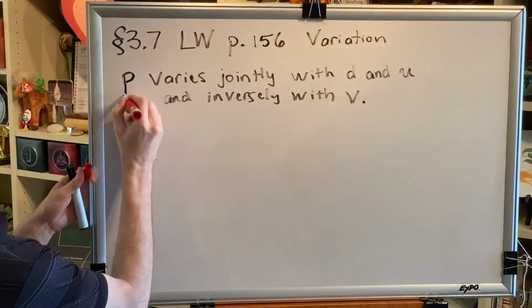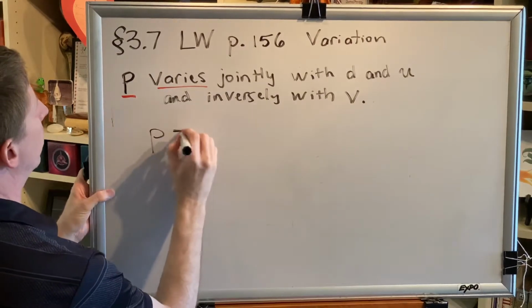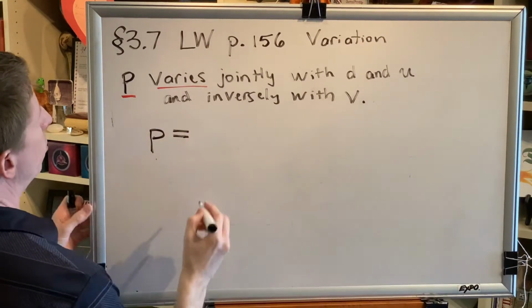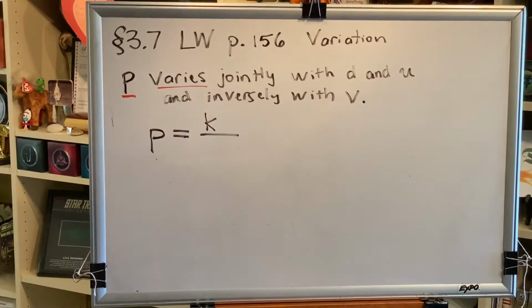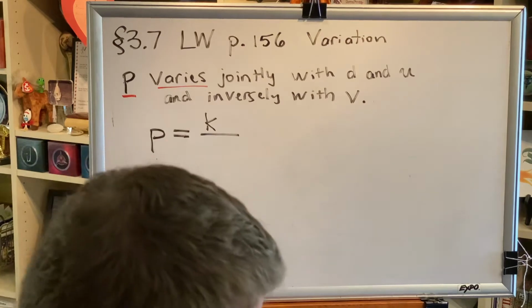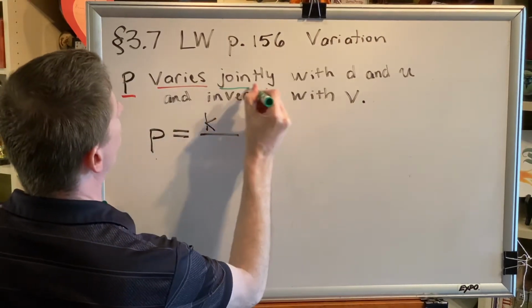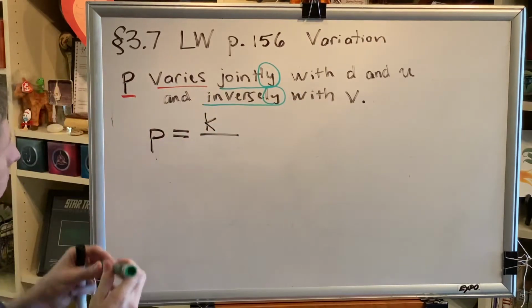This sentence starts with P varies. So P is doing the varying. So the first thing we should write is P equals. Okay. Step 2 says, create a fraction and put K in the numerator. K is your constant of proportionality. Step 3 says, write the other quantities in the problem based on the ly word, directly, inversely, or jointly. Well, we've got jointly and we've got inversely in this problem.